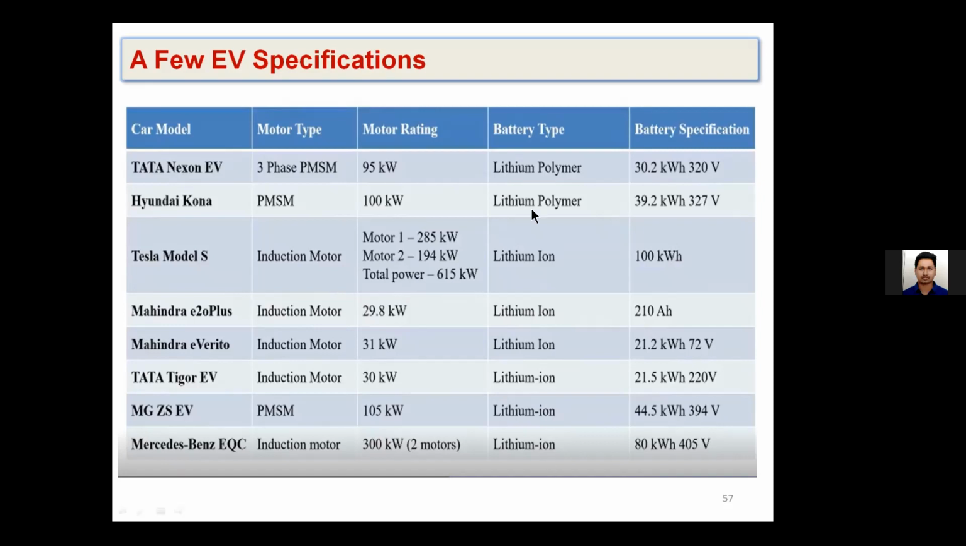Coming to the battery type, you can observe mostly they're using lithium-ion battery or lithium polymer. These are some of the battery specifications. So their motor rating is higher here, and Mercedes-Benz also has 300 kilowatt, which uses two motors, maybe sharing 150, 150. Even in the battery specifications you can see they're using 100 kilowatt-hour. So the more the power rating, the more the battery rating should also be there.